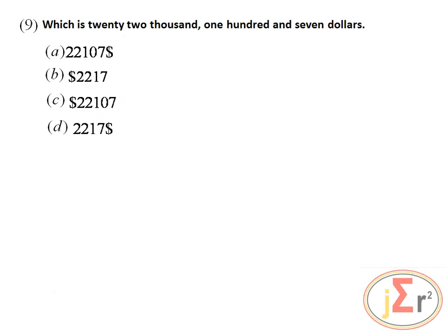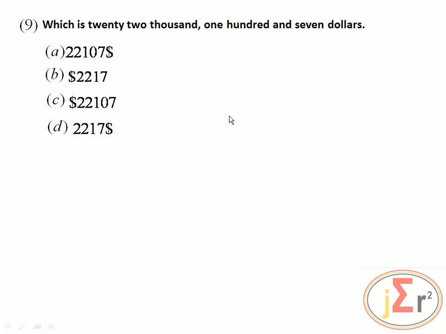This one is saying which is $22,117. Look at this one, with the dollar sign at the back. Of course, when we are talking, we call the numbers and then we put the dollars at the end. So we are going to say $22,117. We don't say dollars 22,117.